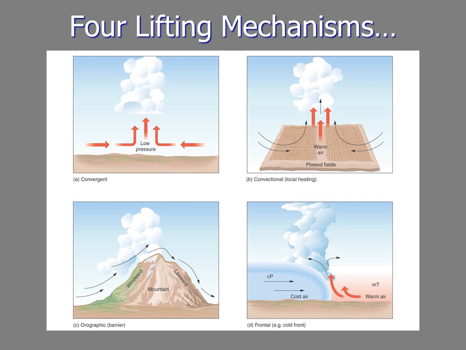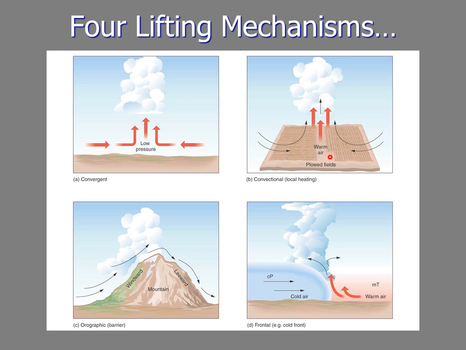So here's some images for you. Convergent. Just write in your notes. Convergent is the same as the ITCZ, the Intertropical Convergent Zone. It's the most dominant low pressure on the planet, and it generates a ton of rain. It gets its own lifting mechanism. The other one is more local. It's convectional. It's local heating.